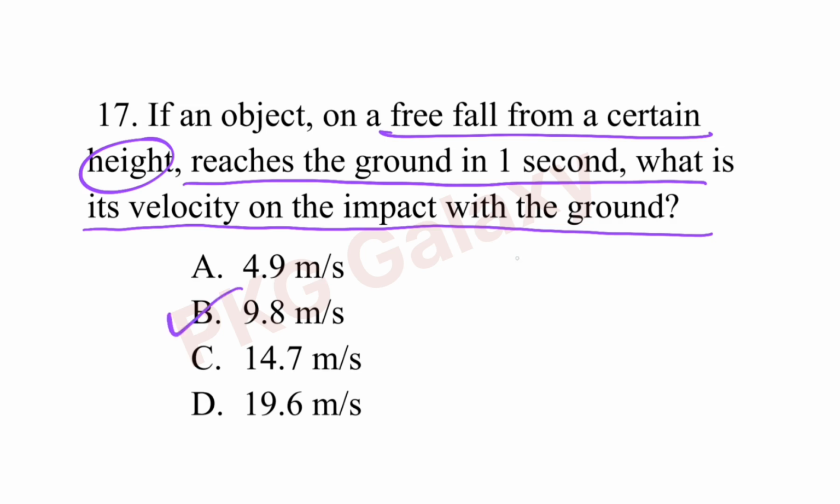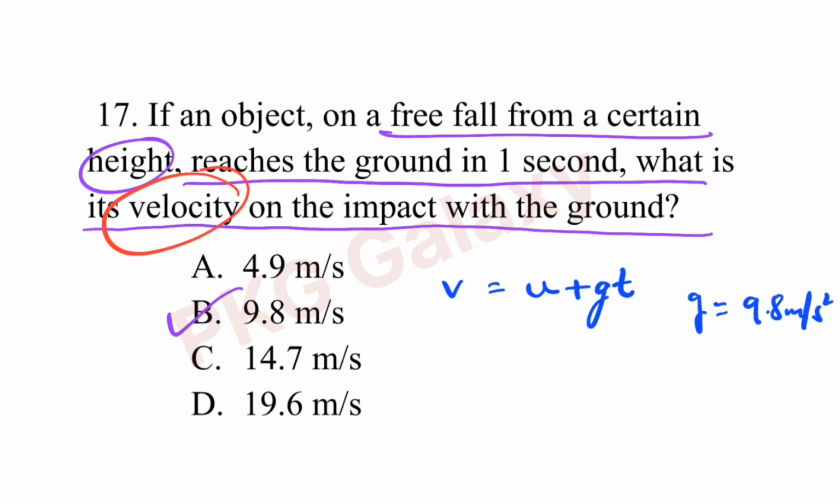Okay, let us solve this problem. There is a formula to calculate the velocity, that is V is equal to U plus GT, where V is the final velocity, U is the initial velocity, G is the acceleration due to gravity, and T is the time taken for the object to fall. G is considered as 9.8 meter per second square.